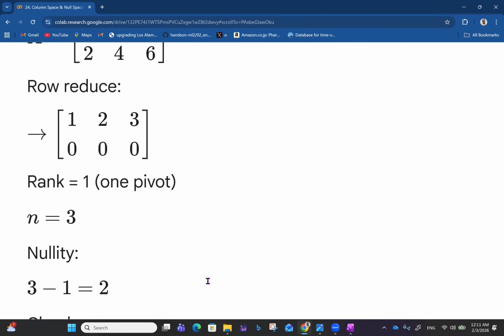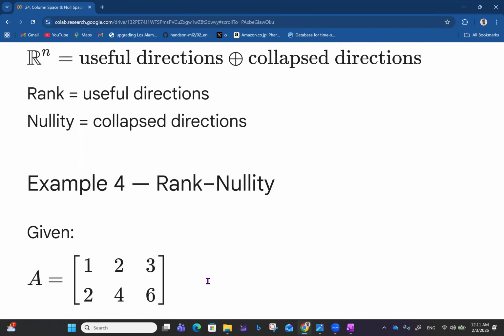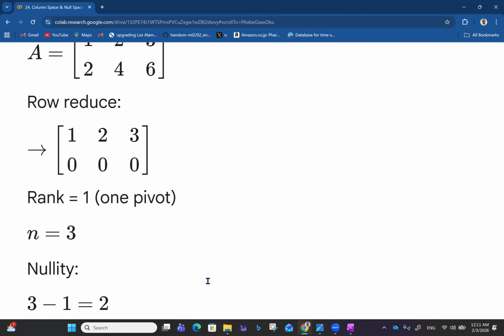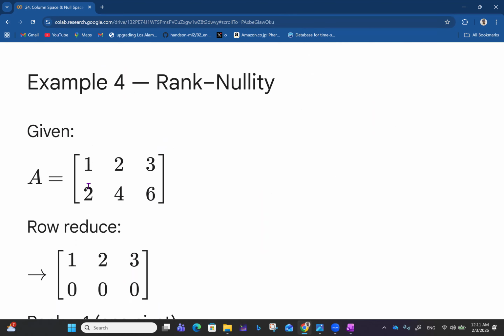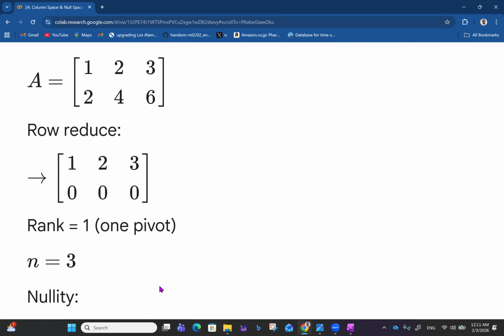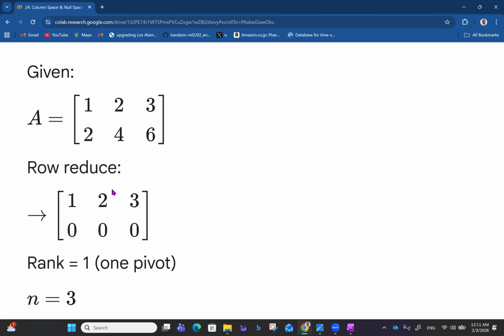So look at example 4. You are given 1 2 3, 2 4 6. If you do the row reduction, of course, we already know that since this is a multiple of this, we are going to end up getting 1 2 3 as the essential thing here. So we have a 0 row, meaning that there are infinitely many solutions. Looking at the columns, only one column has a pivot. The first column has a pivot, the second column has no pivot, and the third column also has no pivot. In that case, we can say the rank is 1 because there's only one non-zero row. That's the rank, because we have one pivot.